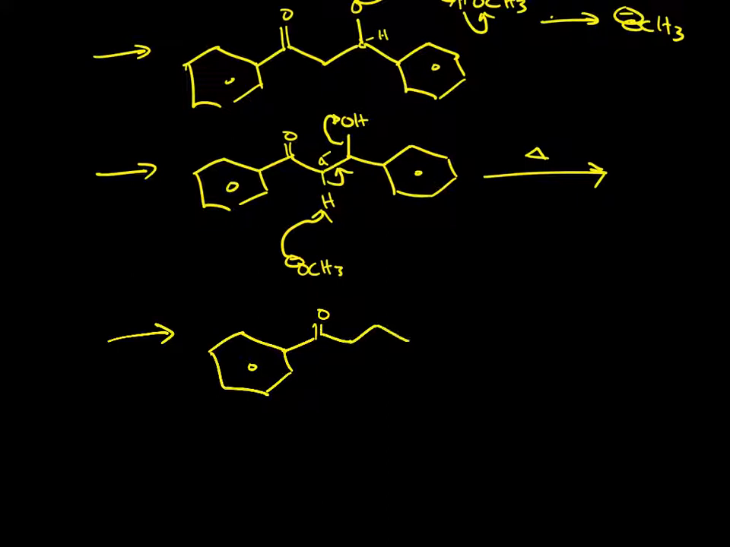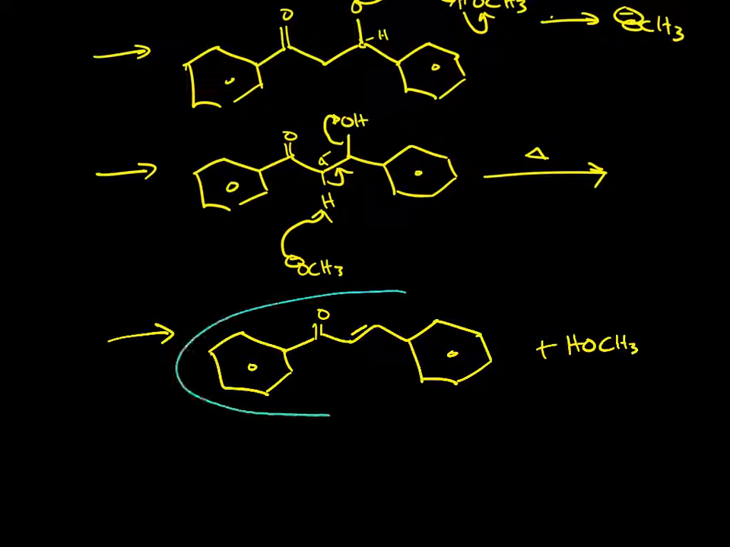So our final product is going to look something like this. Let's not forget our new double bond that we just added right here. This is our new double bond, and we just formed some OH, CH3, some methanol, okay? So that's going to go ahead and be our final product.